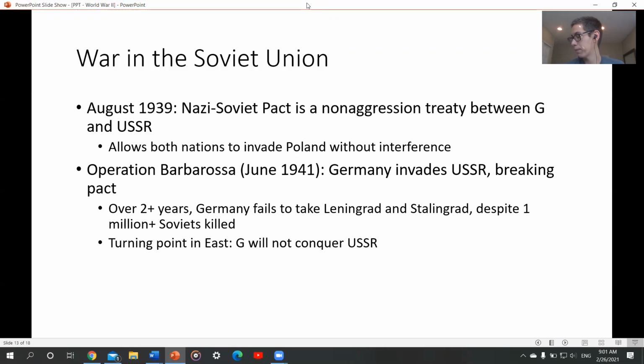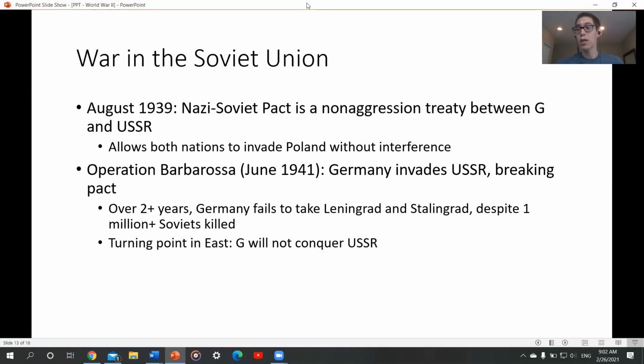And so once things begin to turn against Hitler in Western Europe, Hitler says, you know what? Screw that Nazi-Soviet pact. I'm going to invade Russia. June of 1941, Operation Barbarossa. Germany invades the Soviet Union, breaking the Nazi-Soviet pact.